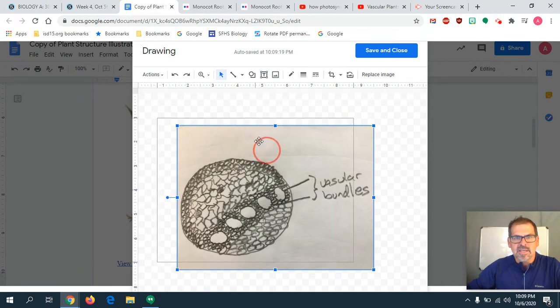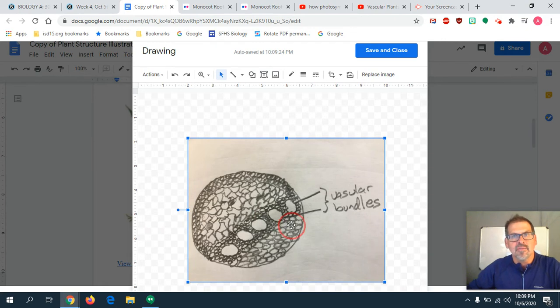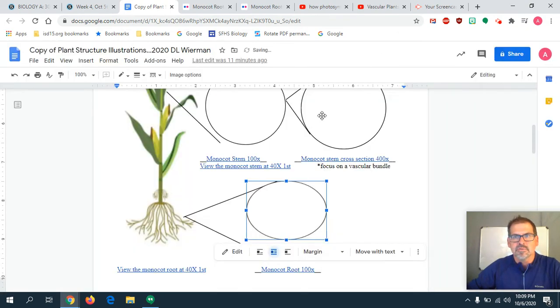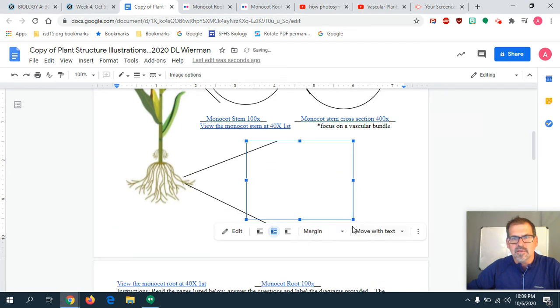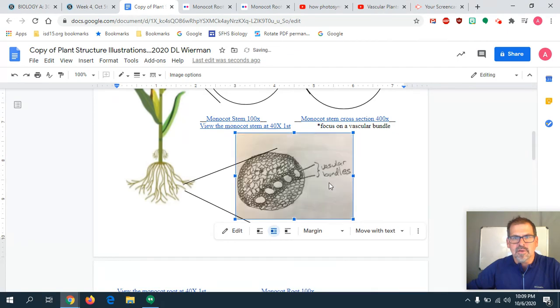Then notice, I can have the picture here. I can have the picture here. It doesn't really matter. It's going to center it on the worksheet when you save it. And then I click Save and Close, and then there's my drawing. Now, the drawing's a little smaller than I would like it to be, so I'm going to make it bigger. I just drag and make it bigger, and drag and make it bigger.